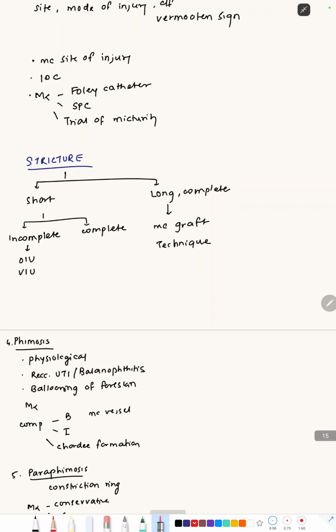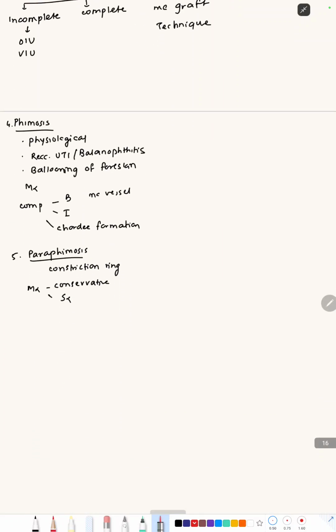Now the sentinel lymph node biopsy was done by Cabana in carcinoma of penis. Phimosis. Physiological phimosis is seen up to 2 to 6 years of age. If it is more than 6 years of age, then that is pathological phimosis that can lead to recurrent urinary tract infection or balanoposthitis. Ballooning of foreskin is seen because of the retention of urine. The management in this particular condition is going to be the circumcision.